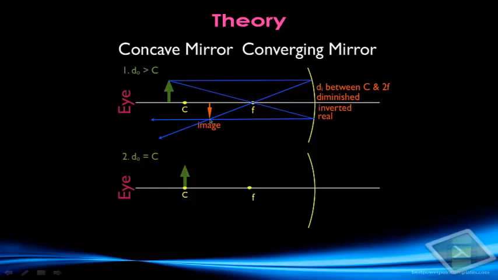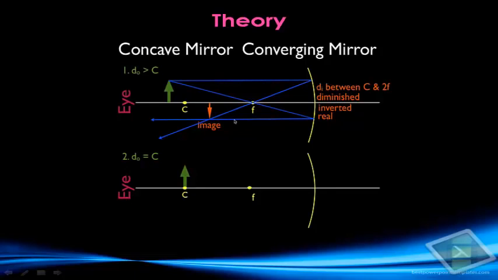Okay, so before we go on, let's just review this. We drew two rays. Parallel F was the first one. I like to call the first one parallel F because it goes in parallel, comes out through F. Then the second one goes in through F and then comes out parallel. So they're opposites of each other.